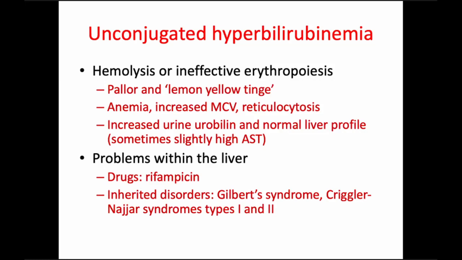Unconjugated hyperbilirubinemia can also be because of problems within the liver, and probably the commonest is Gilbert syndrome, which is a common normal variant. And the next most common reason is probably the medication called rifampicin, which is an anti-TB medication which produces unconjugated hyperbilirubinemia. There is a condition called Crigler-Najjar syndrome, which is an inherited genetic problem, which is very rare.